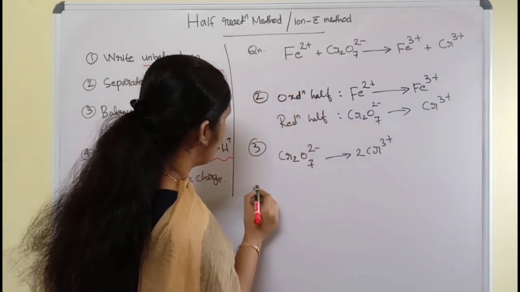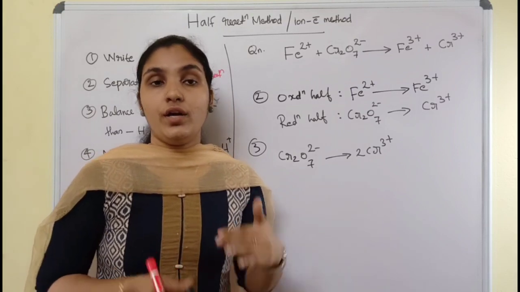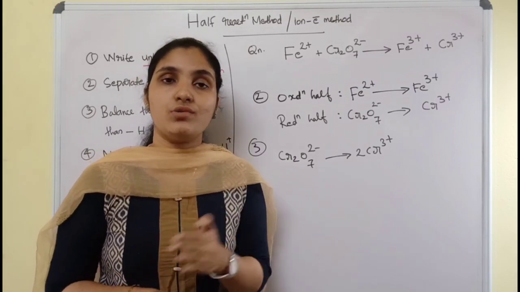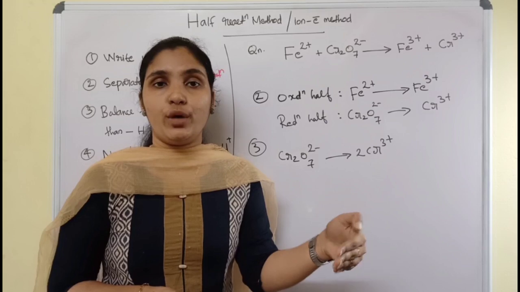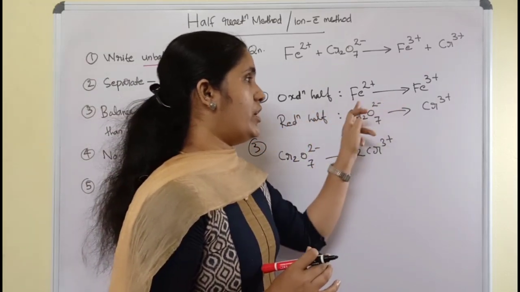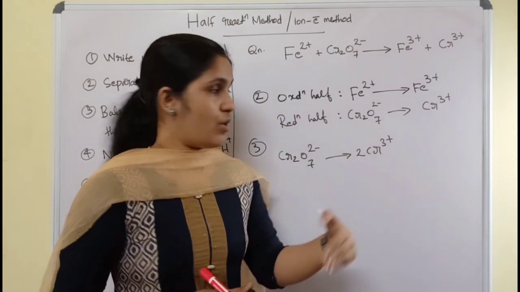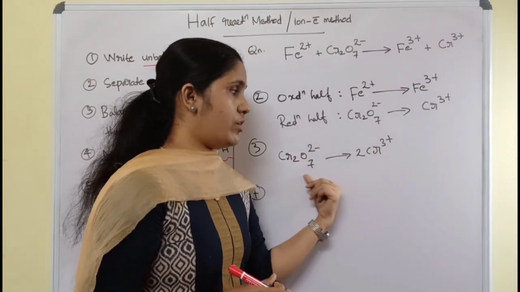Now the fourth step is to balance the number of oxygen. How will we balance the number of oxygen? By adding a sufficient number of H2O. When we consider the oxidation half, no oxygen is involved; there is no oxygen atom. So oxygen comes only in the reduction half.